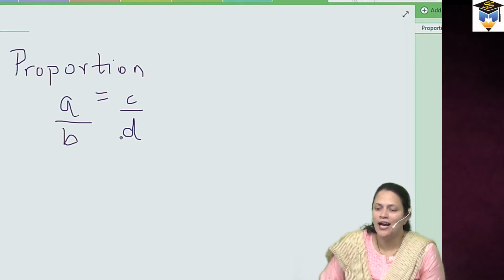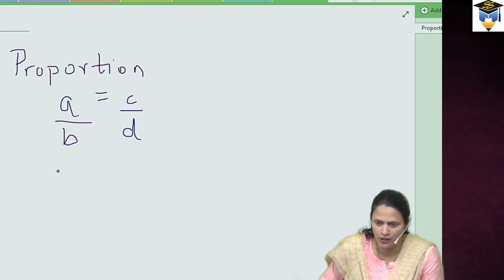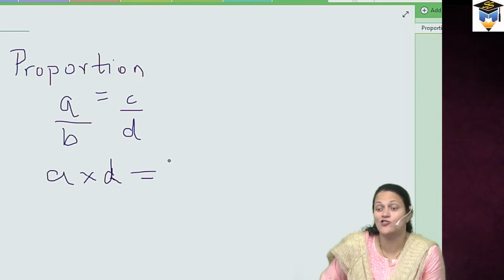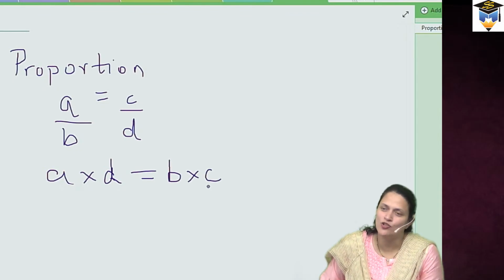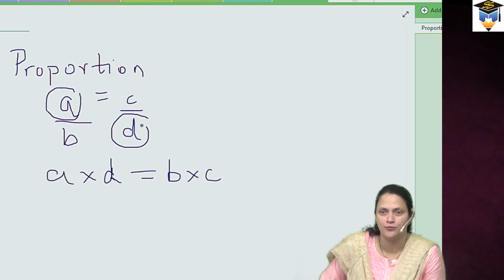Okay. So now, in this case, what we are going to do? We are going to cross multiply. It is called the cross multiplication rule. Product of the means is equal to product of the extremes. You remember this? So which are the extreme values in this case? A will be an extreme value as well as D will be the extreme value.